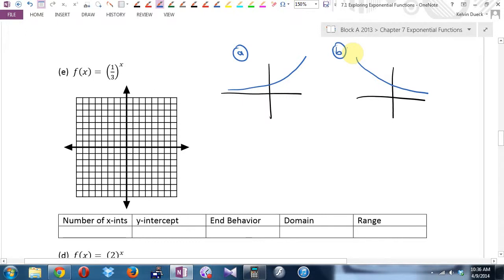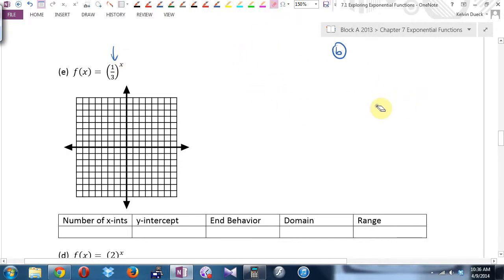Now, we have a fancy name for this. When there's a fractional base, we call this a decay function. We call the other ones growth functions. It's exponential growth and exponential decay. Talking about that next lesson.